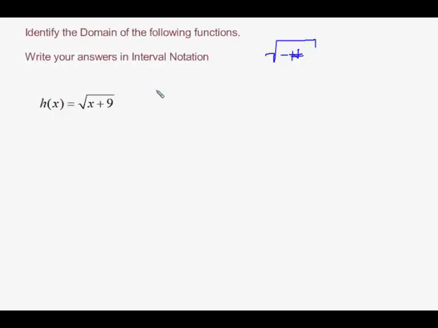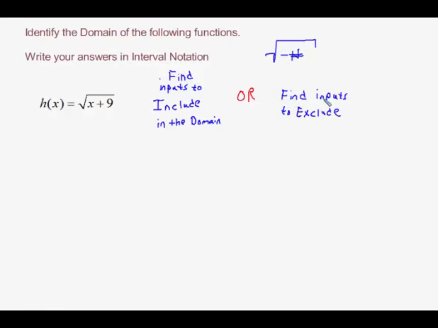This problem could be approached in two different ways. We could either approach the problem by finding inputs to include in the domain, or we could determine the inputs to exclude from the domain. It turns out in this case that there's infinitely many inputs to include, and there's infinitely many to exclude, so neither of these approaches is simpler than the other. However, it's typically approached by finding inputs that we are going to include in the domain, because that would give us the final answer to the question.